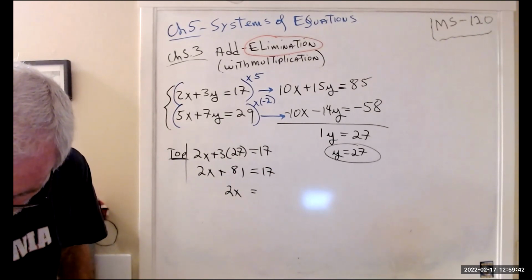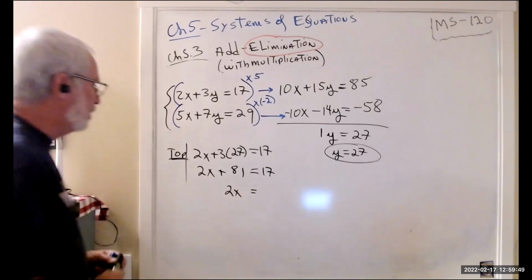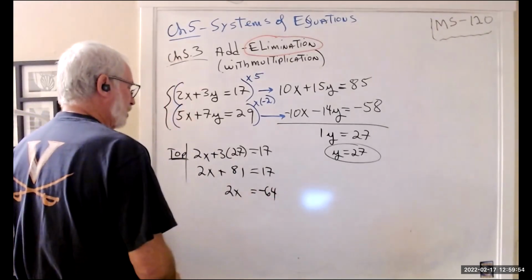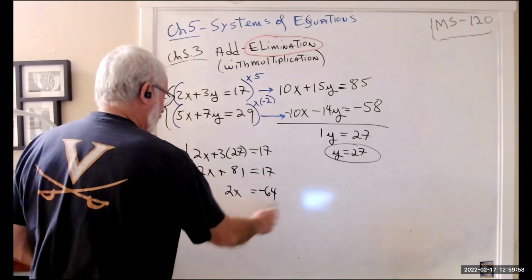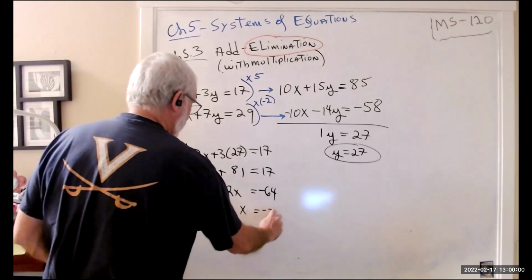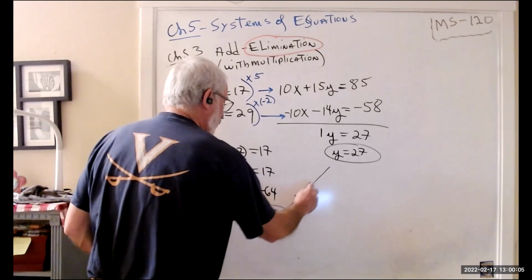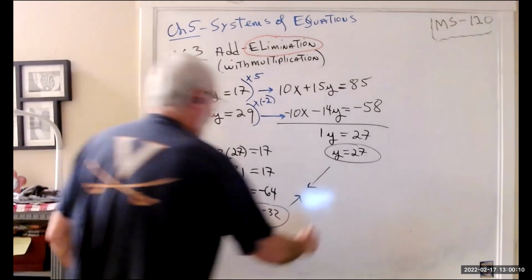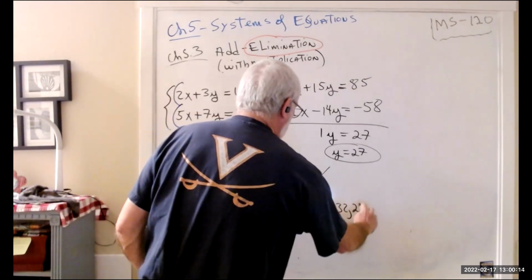17 take away 81 would be negative 64. Divide by 2, negative 32. So these two together tell me that these lines would have crossed at the point (-32, 27).